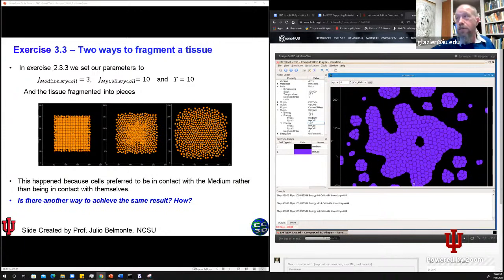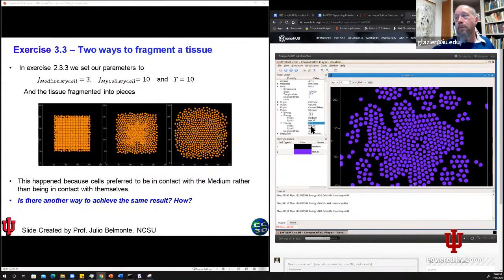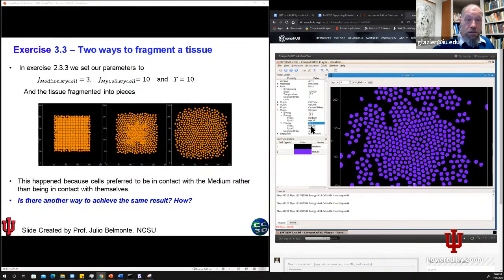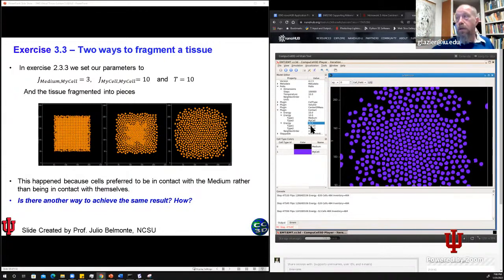$15? What does that do? Try it. Things are getting a little bit looser. Like 20, factor of 2. Just at the boundary. 30. I get fragmentation. So again, the ratio matters. It's the ratio of those energies that matters.